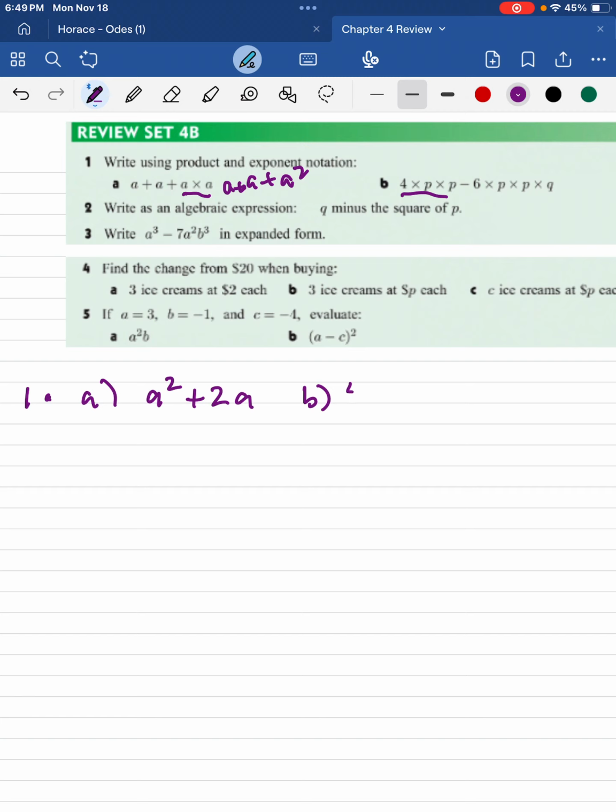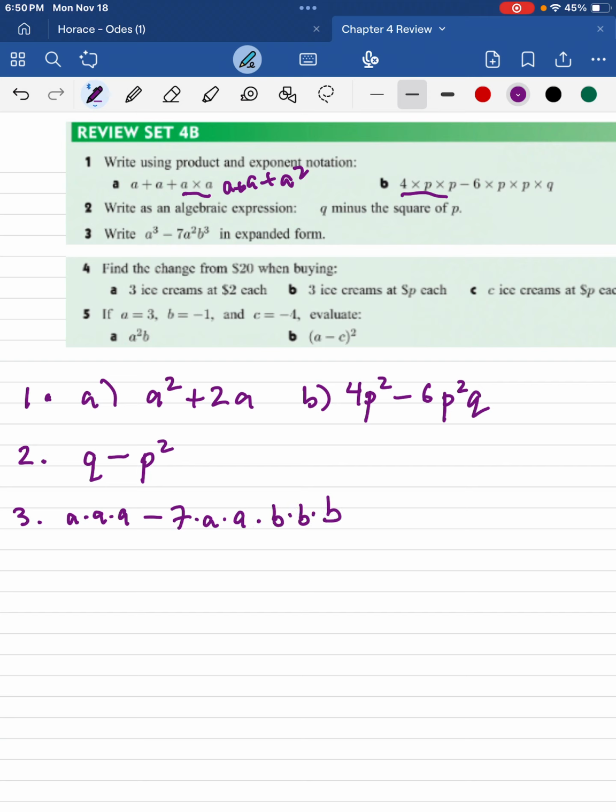Part B, I'm going to get 4p squared minus 6p squared q. For part 2, write as an algebraic expression q minus the square of p. It's going to be q minus the square of p, so p squared. Number 3, write a cubed minus 7a squared b cubed in expanded form. I'm going to do a times a times a minus 7 times a times a times b times b times b.